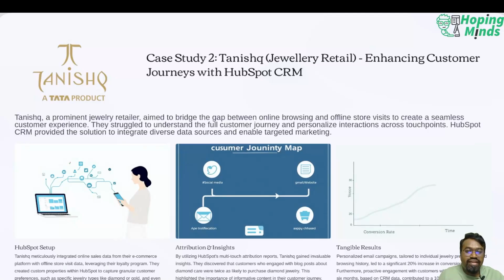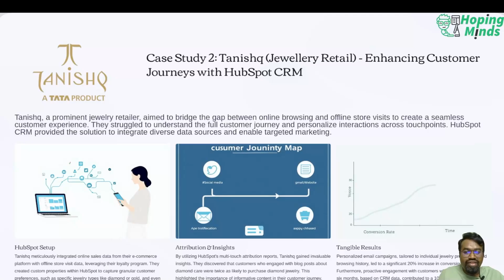Now, a prominent jewelry retailer aimed to bridge the gap between online browsing and offline store visits to create a seamless customer experience. So basically, Tanishq has various showrooms across the country. Now they struggled to understand the full customer journey and personalize interactions across touchpoints. HubSpot CRM provided the solution to integrate diverse data sources and enable targeted marketing.